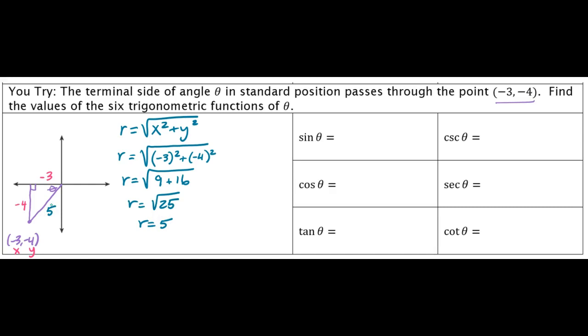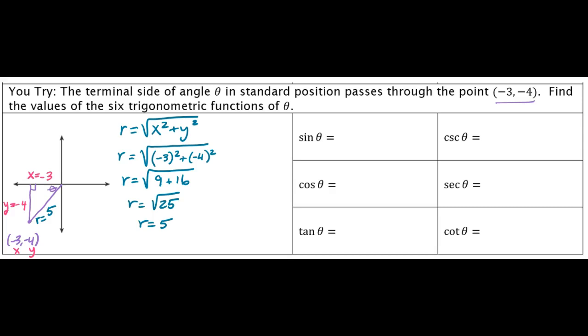Okay, so the next thing we need to talk about is which side represents which letter, which we kind of have, but I want to make it really clear. So r is 5, that's what we just figured out. x is -3, and y is -4. And the reason that it's really important to know that is because over here, when we fill in our trig functions, we need to know what all of those ratios are.